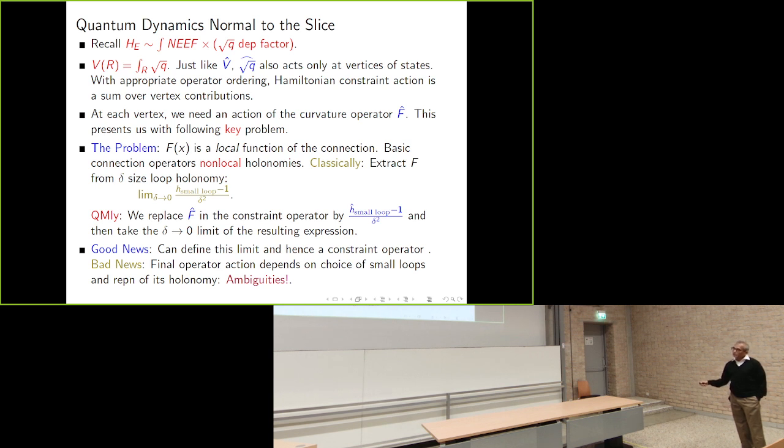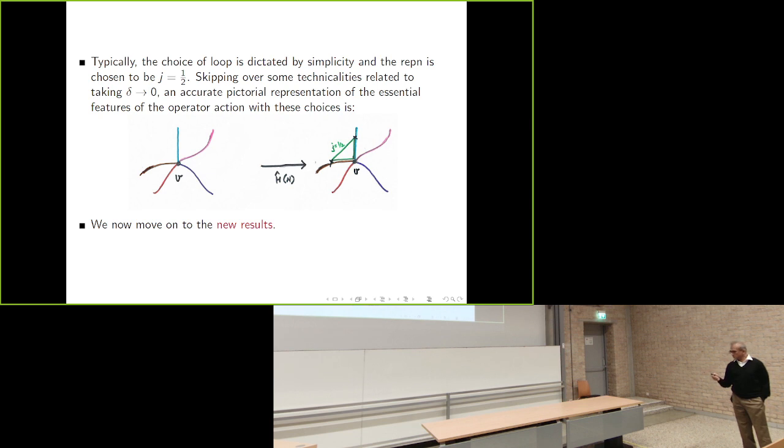But the bad news is that this final operator action, unfortunately, depends on the choice of small loops, so what its shape is, how it interacts with the graph state it's acting upon, and it also depends on the representation or color of its holonomy. And this is really the problem of ambiguities, which will become even more clear on the next slide.